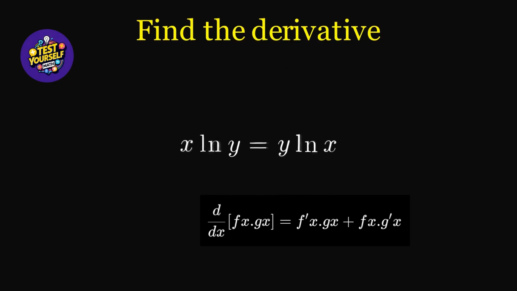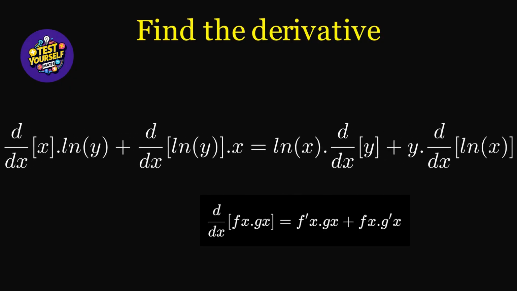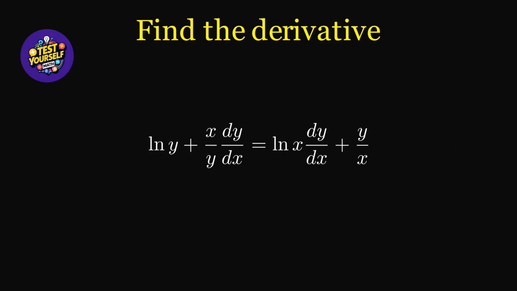Next, we differentiate both sides with respect to x, keeping in mind that y is a function of x, so we apply the product rule. The left side becomes natural log of y plus x divided by y times dy by dx, and the right side becomes natural log of x times dy by dx plus y divided by x.